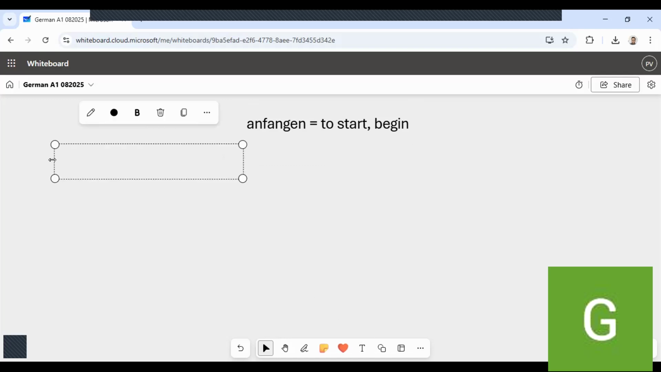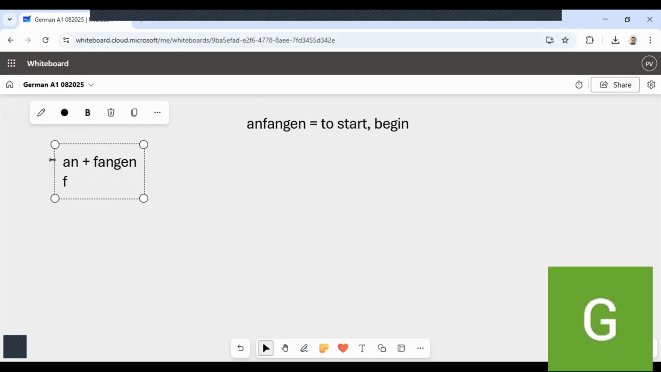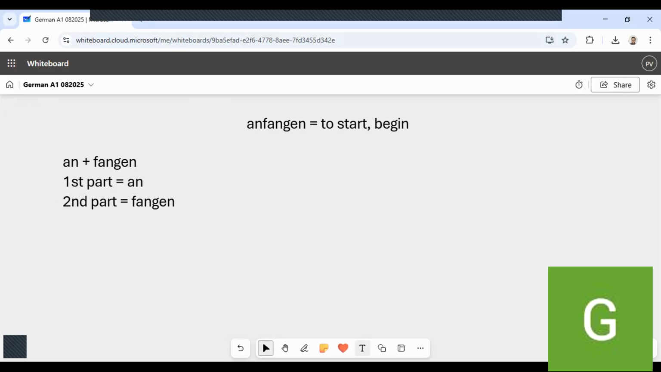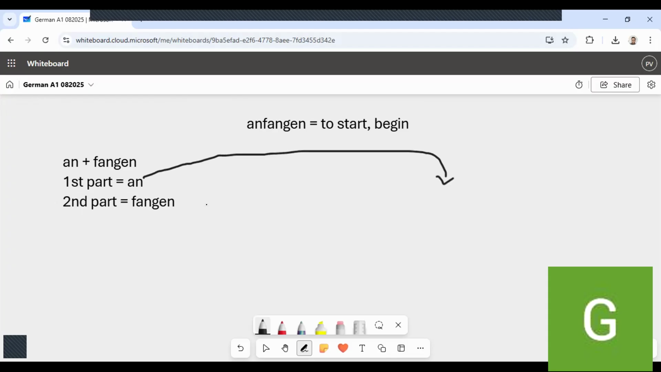So what's happening here is we will first separate the verb into parts, and the first part is an. The second part is fangen. Fangen, not fragen. Fragen is separate; fragen means ask. So the first part will come at the last of the sentence without any conjugation. Only the second part will be conjugated.